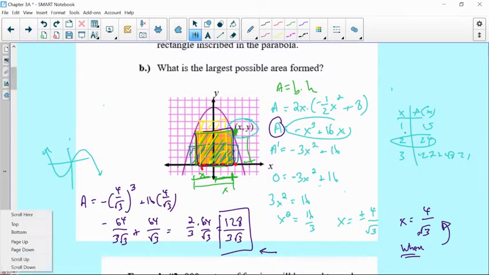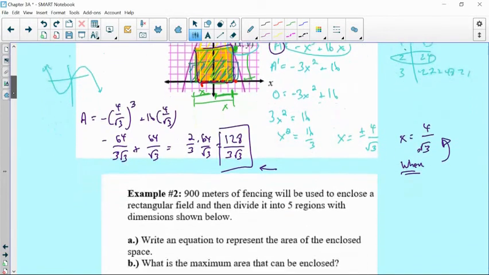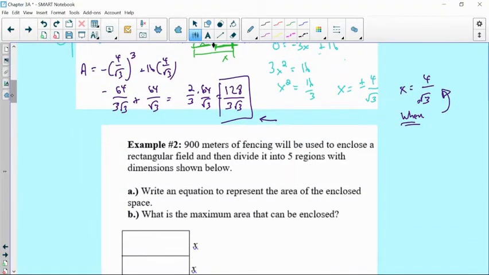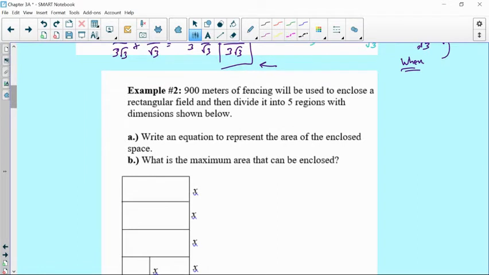Okay, so the concept is similar in terms of taking a derivative and trying to find that function and then setting it equal to 0. Okay, so let's look at this problem. You have 900 meters of fence to enclose these 5 pens. Write an equation to represent the area of the space.